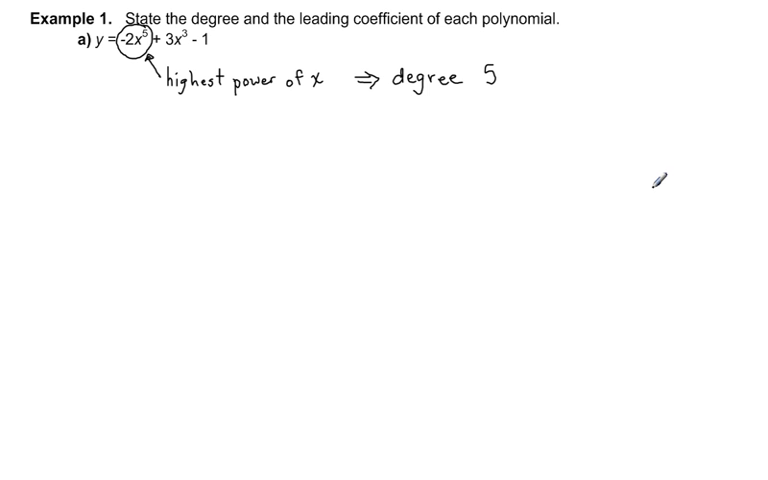Then when we look at the leading coefficient of a polynomial, what we're talking about now is the numeric coefficient of the highest power of x. So in this case, the leading coefficient would be -2. So let's see if we can try another question now that we've determined the degree and the leading coefficient of example 1a.